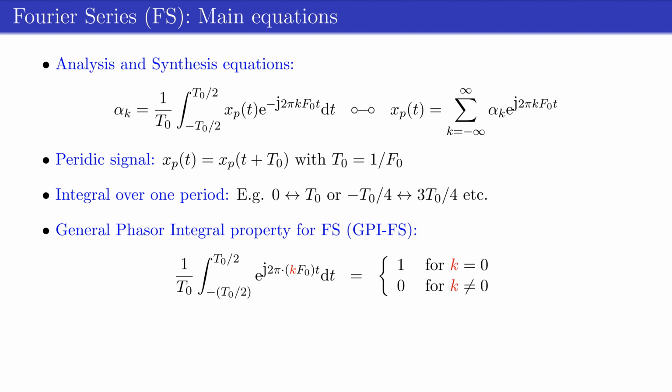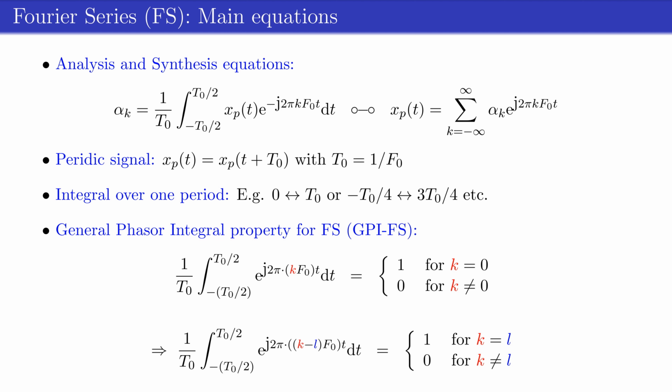The integral of a phasor with frequency k times f0 is always equal to 0 except for k is 0. A generalization of this property is given in this equation. Thus the integral of the product of two phasors with harmonically related frequencies k times f0 and L times f0 respectively is always equal to 0 except for the case when the frequencies of both phasors is the same.